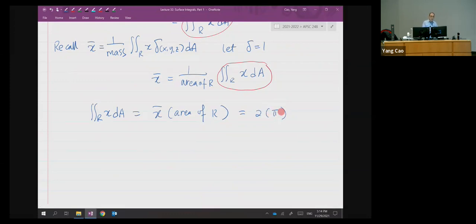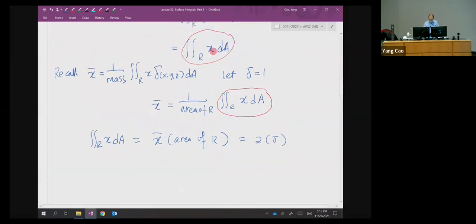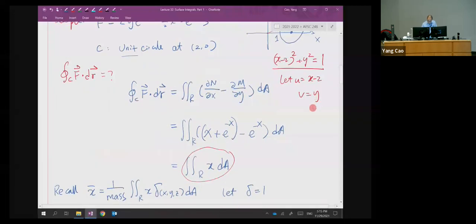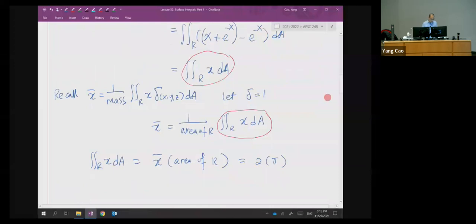So that's an alternative approach, a little bit sneaky. So it doesn't really necessarily mean you can use this all the time. But if you see this, of course, then you could try, right? Especially if you have a very regular region, like a circle or rectangle, so you can identify x bar without even having to calculate. Okay. So that's this question, but I want you to try this change of variable approach, and you will get exactly the same answer as 2 pi.